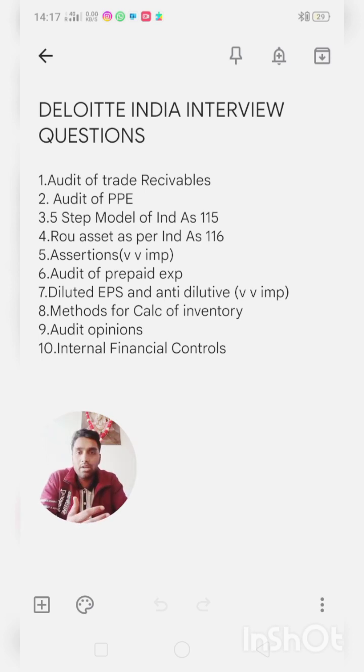How you can do that, whether you have the experience or not, what type of opinions you can give, and what type of checks you need to do while doing the property, plant and equipment audit. You need to focus on that.